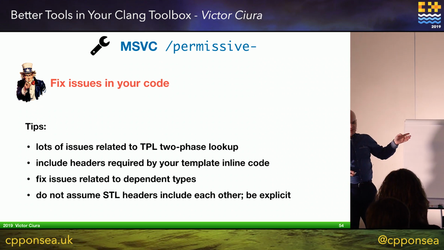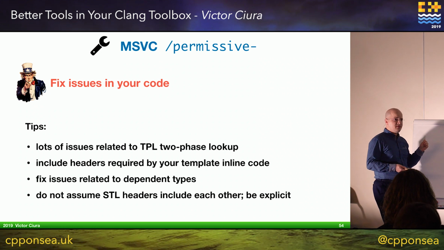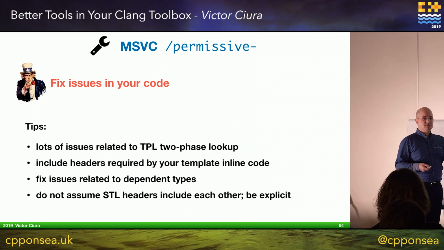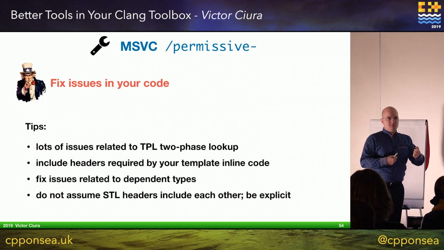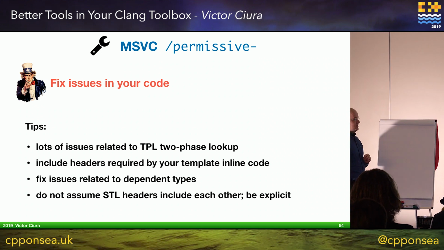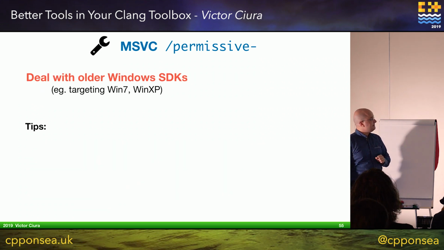A thing that came up frequently for us was sstream, I think, or some kind of locale header that people didn't include explicitly, and they assumed it was included because in the past it was included by another STL header. So make sure you're explicit about your STL dependencies and include all the documented required headers.